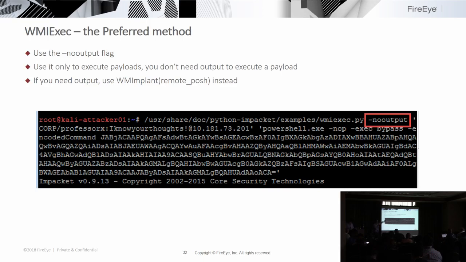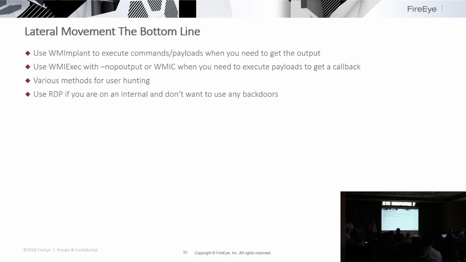But the reason why it doesn't matter here is because I don't care about output if I just want to execute my backdoor payload. I'll interact with my beacon, in this case, through whatever interface I'm using: Metasploit, Cobalt Strike, Empire, your custom RAT. So, again, if I want output, I'm going to use WMI implant. If I want just code execution, this is what I'm going to use, again, with the no output switch. Next slide, please.